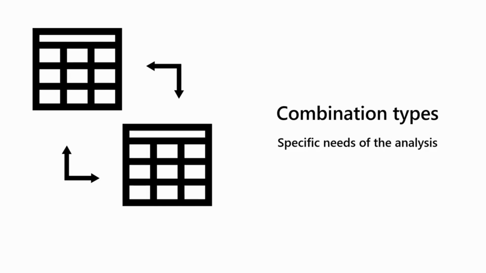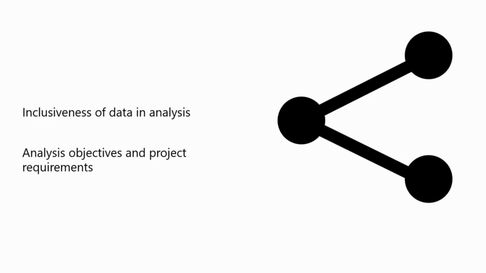As a data analyst, you often come across the requirement to combine data from different tables or data sets related to sales and product tables. This is where merging operations, specifically join types, become crucial. Keep in mind that you should choose the combination types taking into account the specific needs of the analysis. The choice of join type will impact the inclusiveness of the data in your analysis. It's important to consider your analysis objectives and the specific requirements of your project. Each join type serves a different purpose, and selecting the appropriate one ensures that you obtain the desired result set for your analysis of order and order details data.